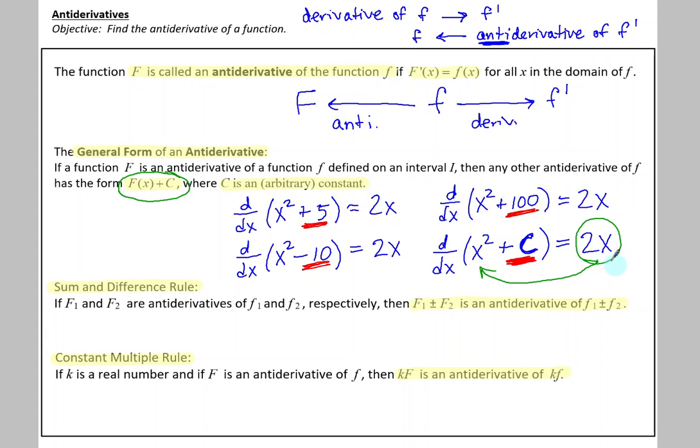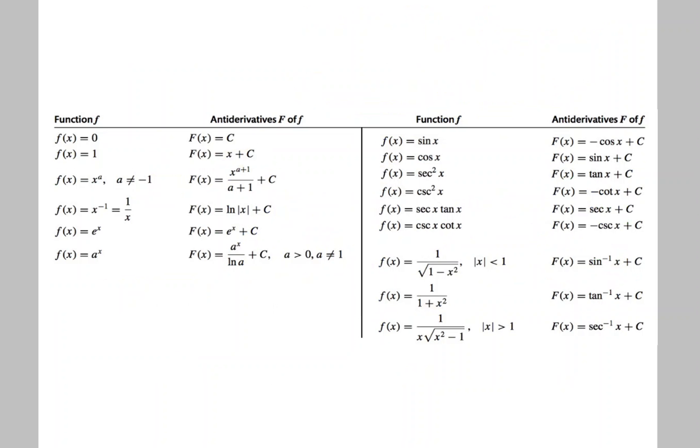In order to do this, it's very important that we know all of our derivative rules. Here's a quick reference list of functions and their antiderivatives based on the derivatives that you know. For example, because the derivative of a constant is 0, the antiderivative of 0 is a constant. And because the derivative of x is 1, the antiderivative of 1 is x, plus a constant. Notice that constant each and every time we take an antiderivative.